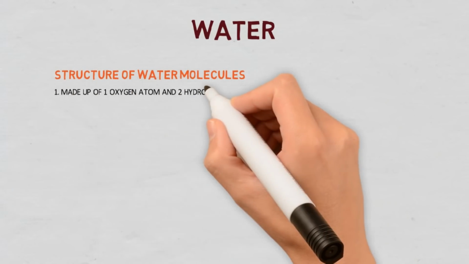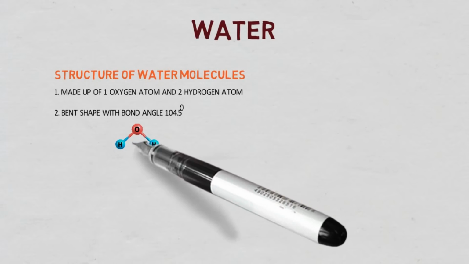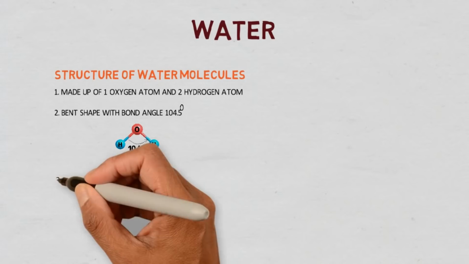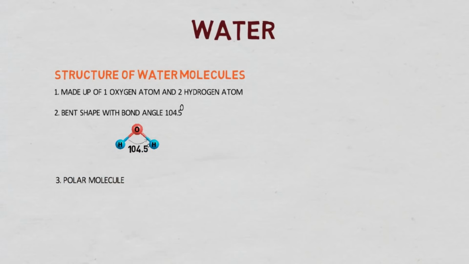Now let's take a look at water. The structure of water molecules. It is made up of 1 oxygen atom and 2 hydrogen atoms. It has a bent shape with a bond angle of 104.5 degrees between the 2 hydrogen atoms. Water is also known as a polar molecule because the hydrogen and oxygen atoms have an unequal distribution of electrons.